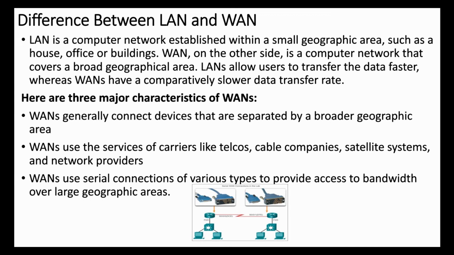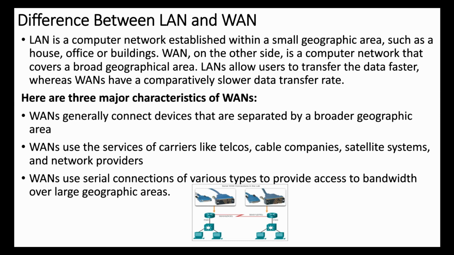In a similar way, they are saying that wide area networks use service carriers like telcos, telecommunication networks, cable companies like Beam Telecom, or say Hathway is a cable company, and satellite systems. When you talk about satellite systems, Jio is providing you satellite connectivity, so that's a satellite system, and other network providers. All of them are network providers. WANs use serial connections of various types to provide access to bandwidth over large geographic areas.